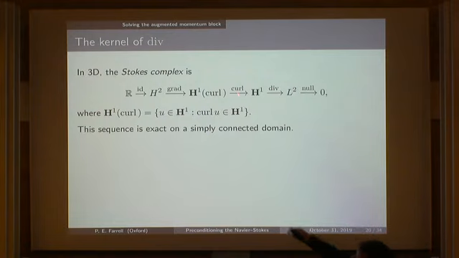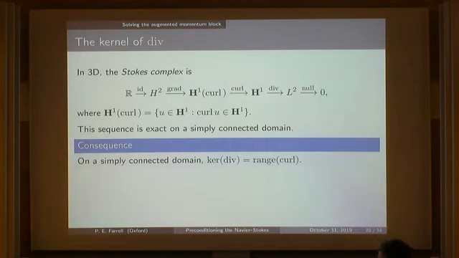Right? So if I take the gradient of a constant, that's 0. If I take the curl of a gradient, that's 0. If I take the divergence of a curl, that's 0. And by studying this complex, you can study the topology of the domain, but in particular, on a simply connected domain, this complex is exact. So the kernel of div is exactly the range of curl, at least on a simply connected domain.